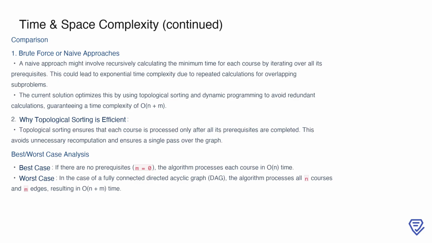In the best case, when there are no prerequisites, the algorithm processes each course in O(n) time. In the worst case, for a fully connected directed acyclic graph, the algorithm processes all n courses and m edges, leading to O(n + m) time complexity.